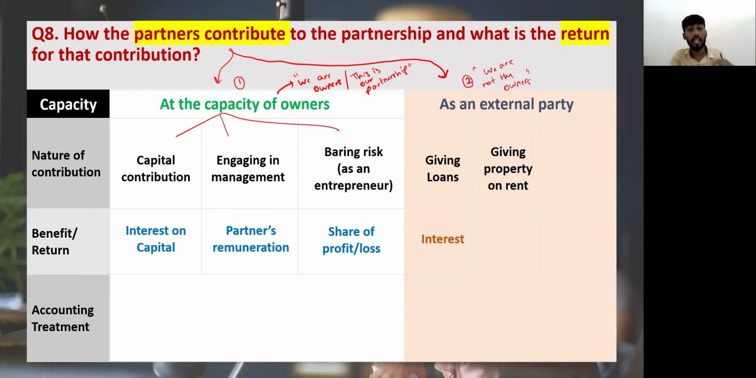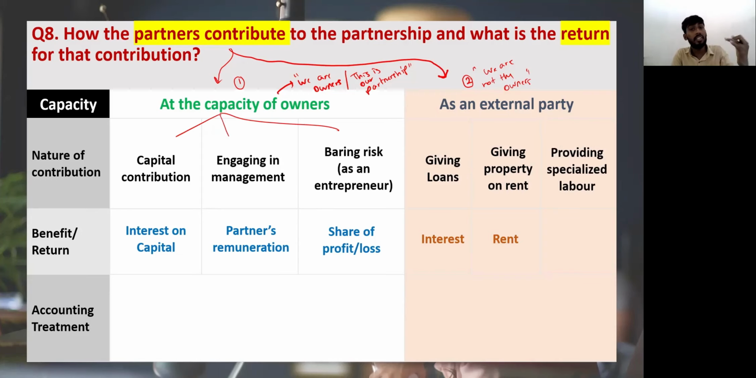They can give property on rent. So I have a building. I would say I will give this building to do the partnership business, but as an external party, not as an owner. Okay. So you can get rent.